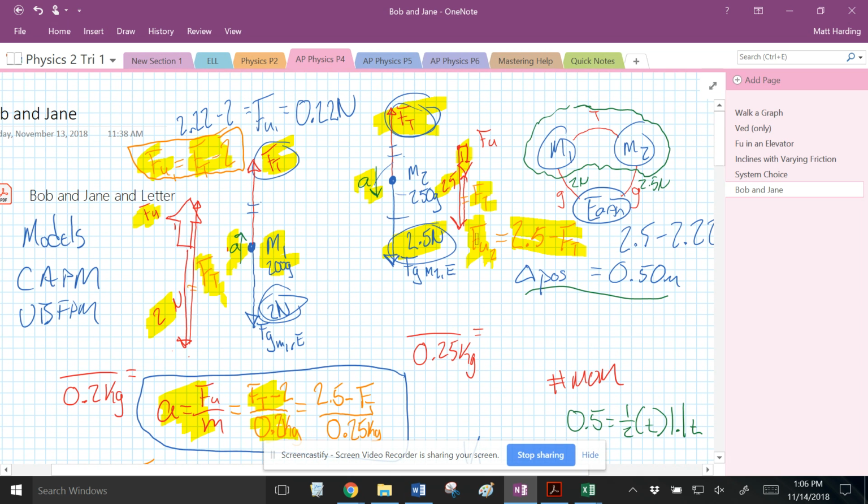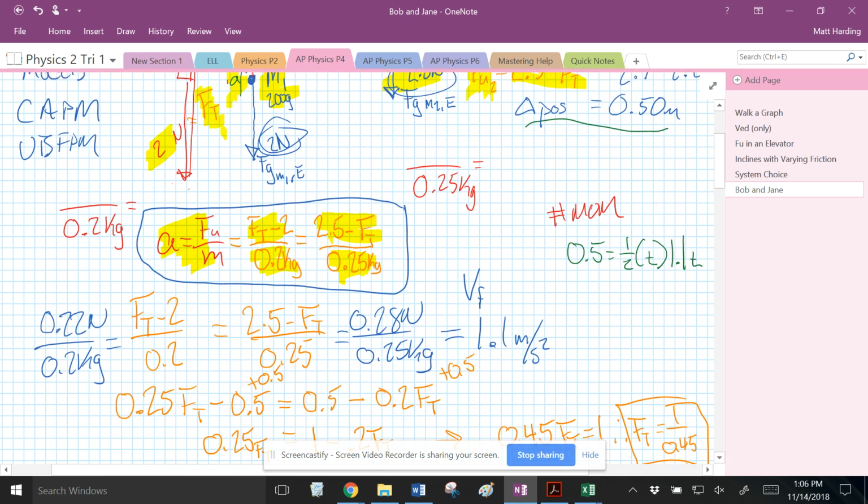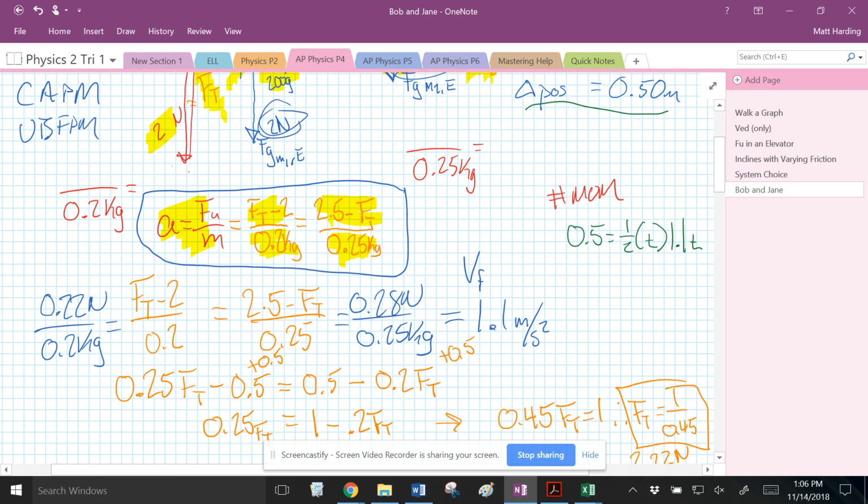Then for FU2 over here, it's 2.5 minus FT. That's the FU, and I divide it by the mass. Different mass, different FU. Same acceleration, or at least it should be. It should be pretty darn close to that. So if we push through with this math, I've got (FT minus 2) over 0.2, and I've got (2.5 minus FT) over 0.25 here.